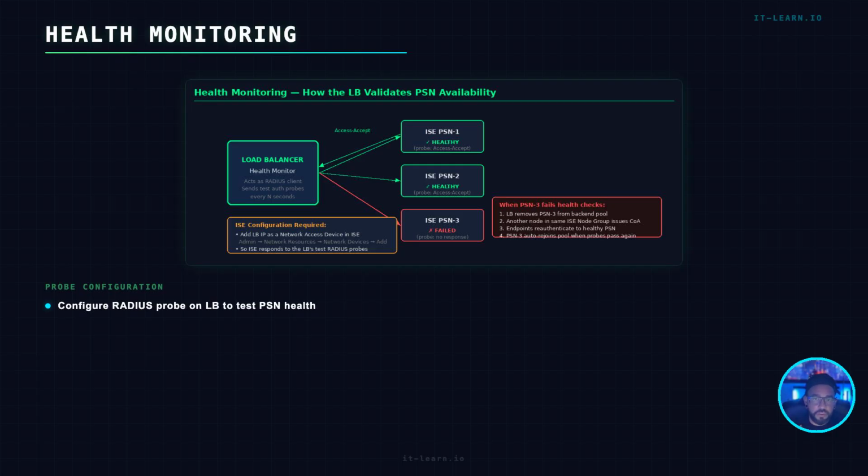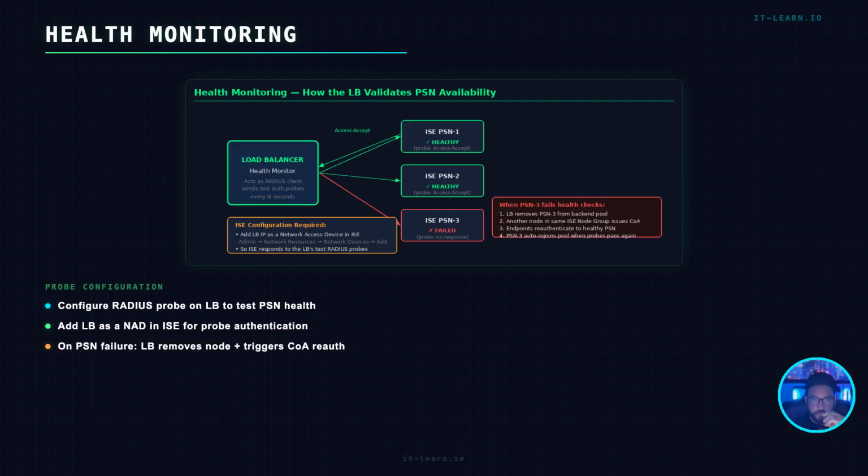Now, for this to work, you need to add the load balancer as a network access device in ISE. In this case, ISE will respond to those probe authentications. How do you get to that? You navigate to Administration, Network Resources, Network Devices, Add, and enter the load balancer's IP address. When a PSN fails its health check, the load balancer automatically pulls it from the pool. And a change of authorization is triggered from another node in the same node group, forcing the affected sessions to renegotiate to a healthy PSN.